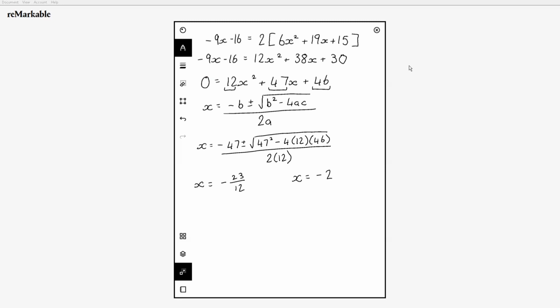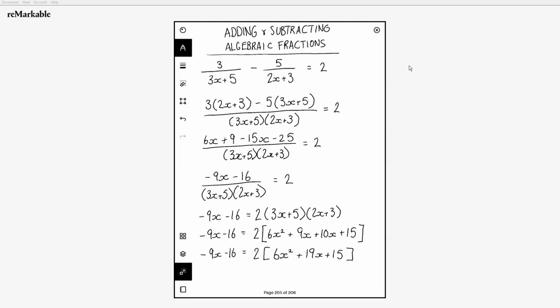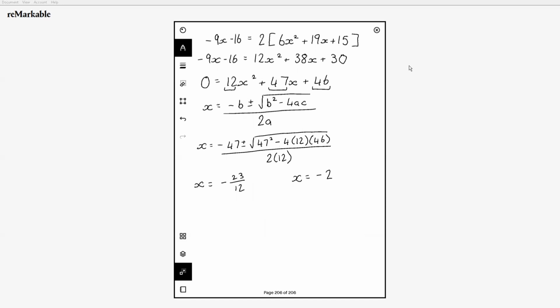We can always plug those back into our original equation to see if they give us the correct answer. I will just do that quickly. Both of those give the correct answer, so that's perfect. So there we go. That's how we can go about solving adding or subtracting algebraic fractions. There are obviously a few different variations of this, and I'll try to do a few more videos on some of the different types, but this is one method or one type of question that you would see.